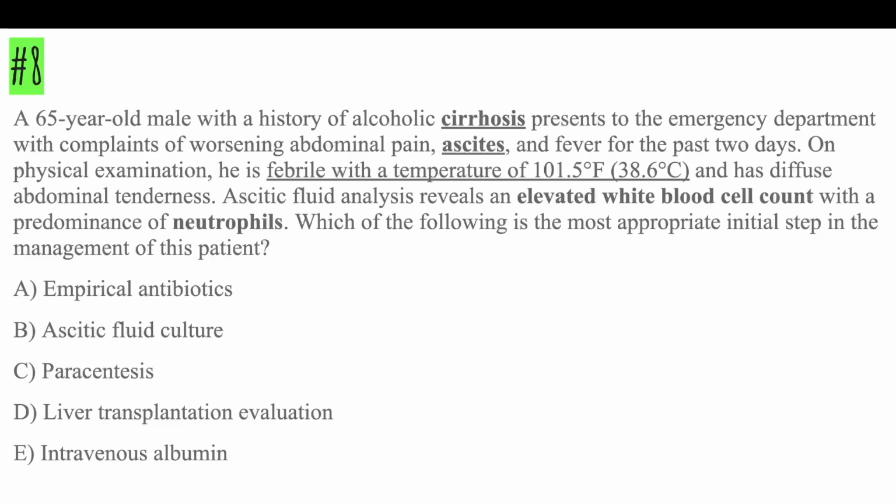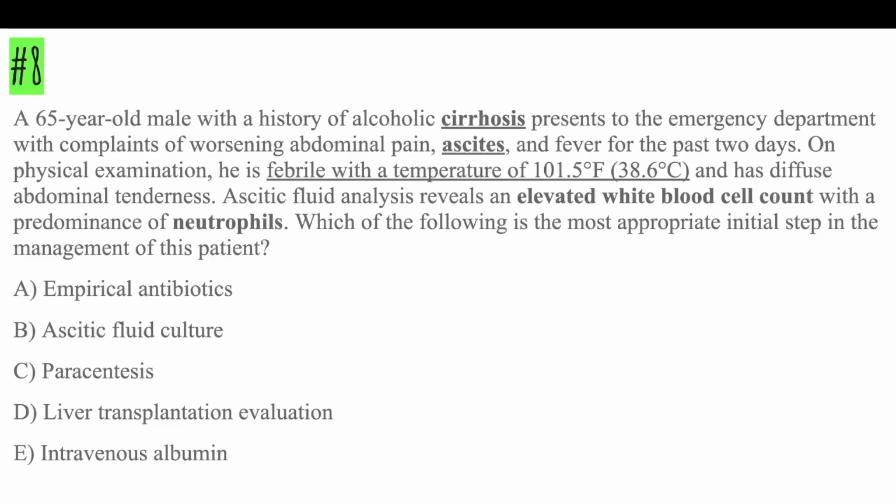Empirical antibiotics. C may be tempting, paracentesis, because you want to confirm what the infection is. But in this situation, the patient is febrile, has a history of alcoholic cirrhosis, he's older, and we have the elevated white blood cells, so we really have all these things indicating SBP. So the first thing we want to do is treat, and then test the culture. After we know what it is, we can narrow our treatment to specifically treat the condition. So we're going to go into some of the other answers to explain specifically why they're not correct.